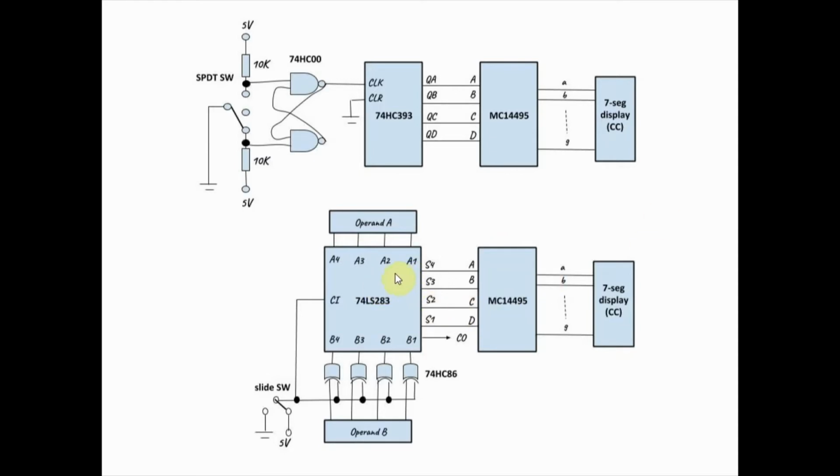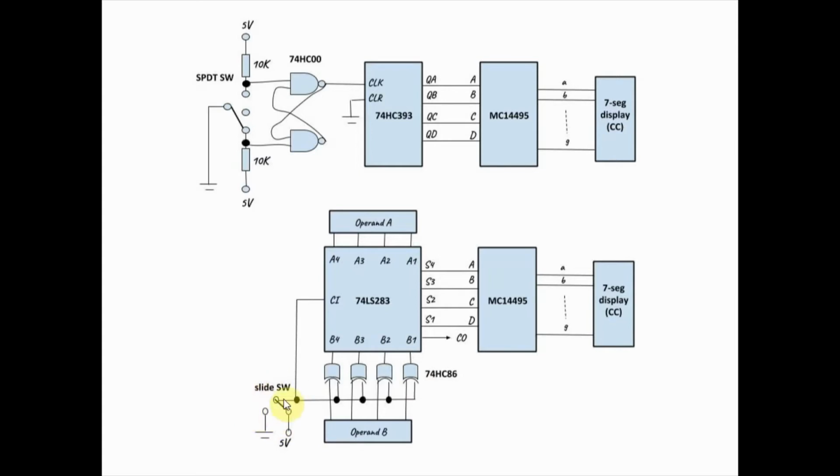To add A and B, we set the slide switch to ground, and here the output of this ones complement circuit will be the same operand B, which will then be added to A to give us the sum.